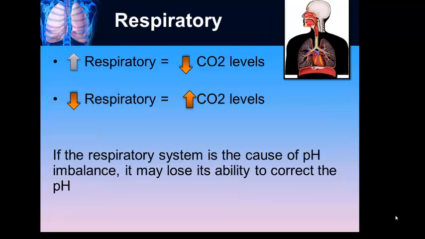The respiratory system will adjust by increasing respiratory rate and depth. If we increase our respiratory rate and tidal volume, we can blow off more carbon dioxide. If we decrease our respiratory rate or tidal volume, we will increase our carbon dioxide levels. However, if the cause of the pH imbalance is the respiratory system, it may not be able to correct the pH balance.